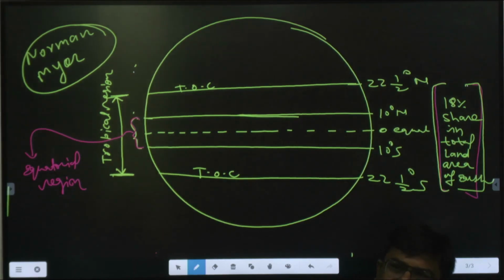If you want to write name of 36th, means most latest or recently declared hotspot, that is North American plain. The 36th recognized hotspot of world is what? North American plain.